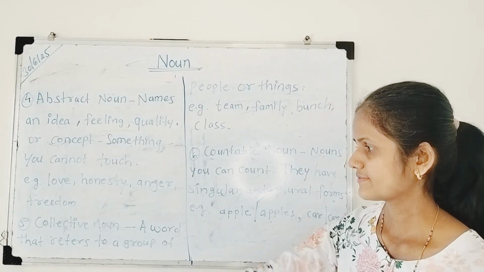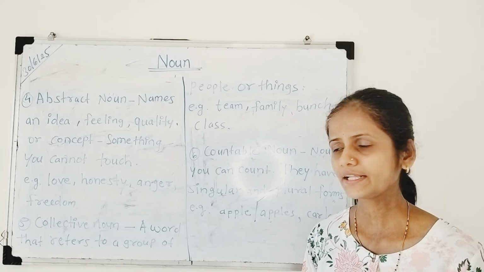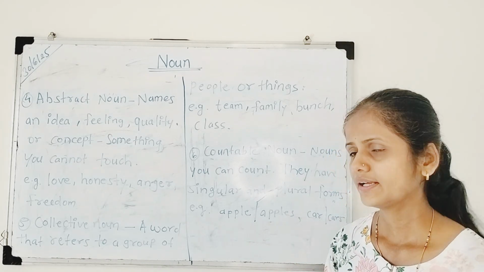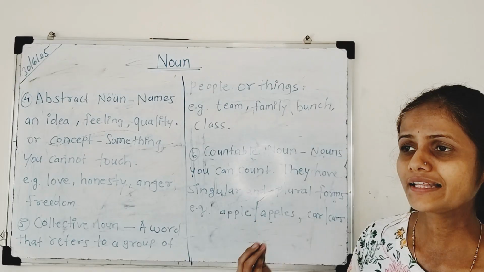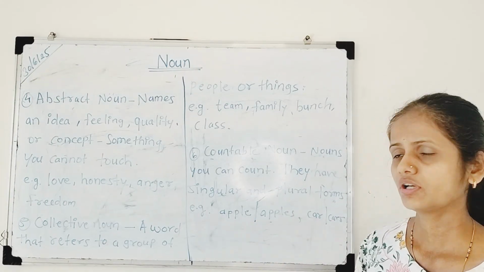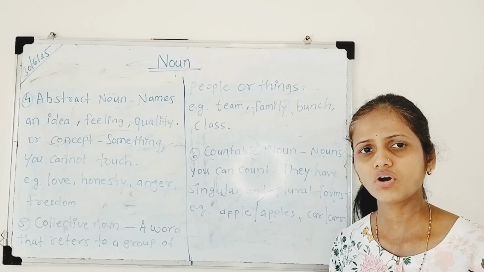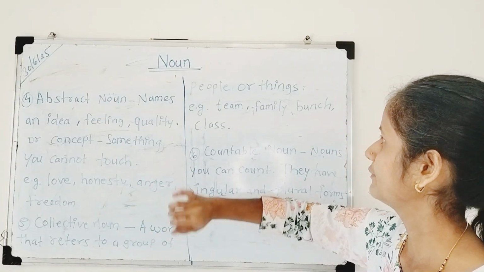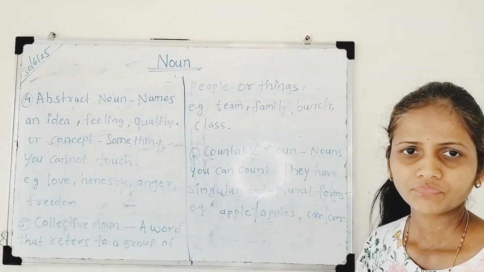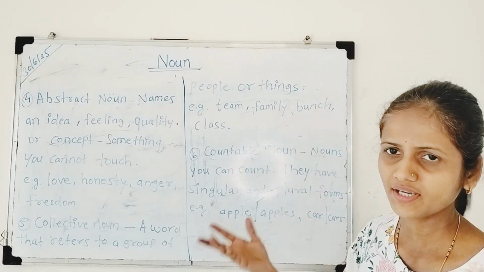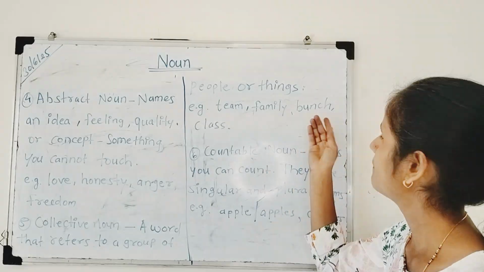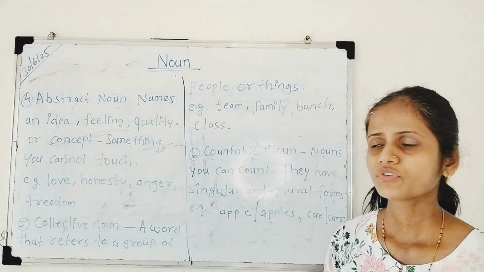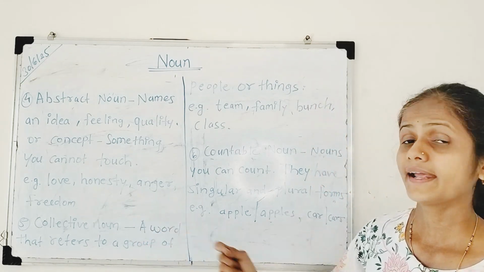Okay. Next one is fifth one, that is collective nouns. Collective noun means what? A word that refers to a group. Okay. Group of people or things. That is meant by collective noun. A word that refers to a collection, group. Okay. That is meant by collective noun. For example, team of people. Okay. Then family members. Then bunch. Okay. Bunch of flowers, then class. Okay. So these are the collective nouns.